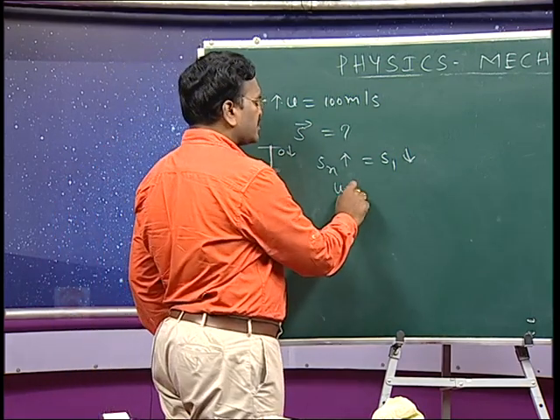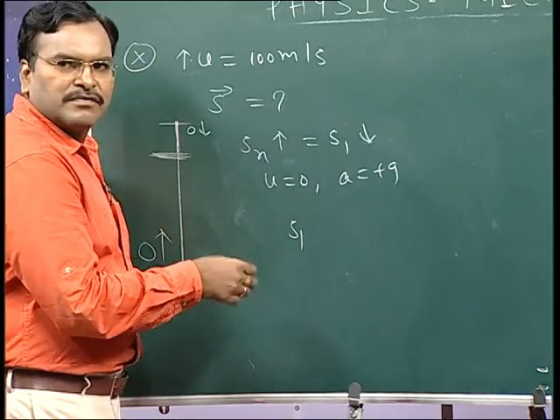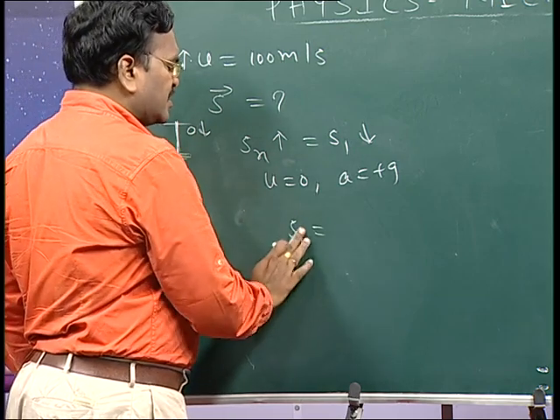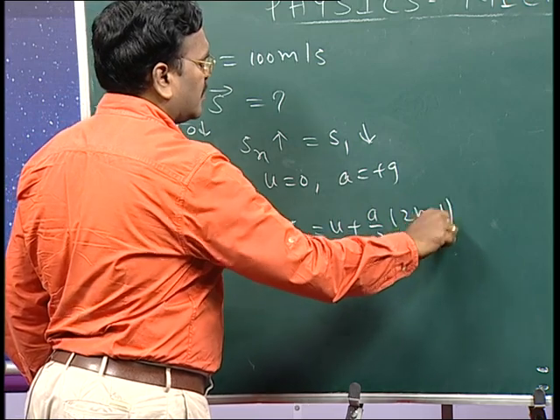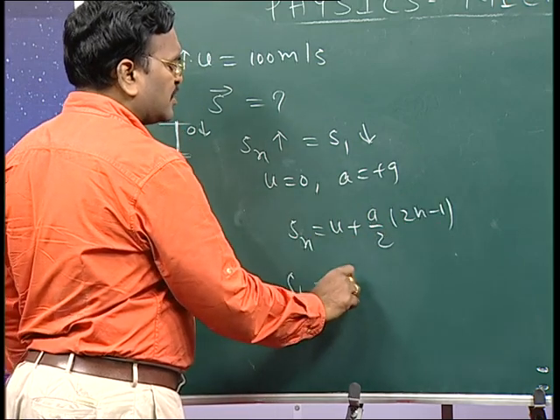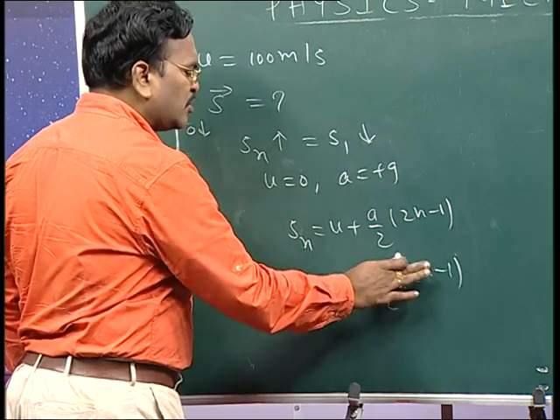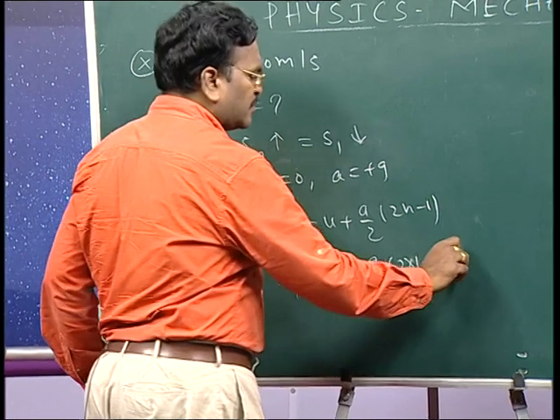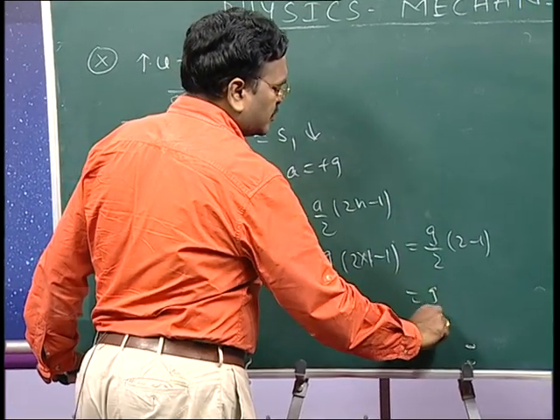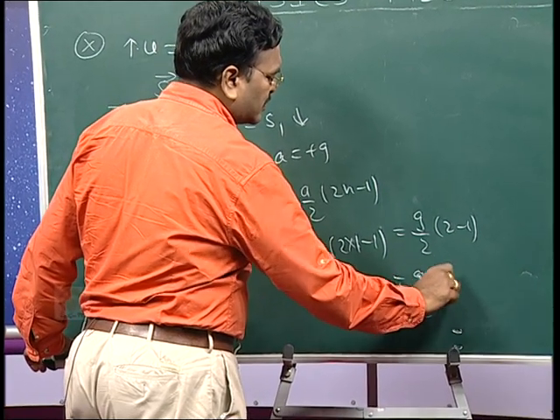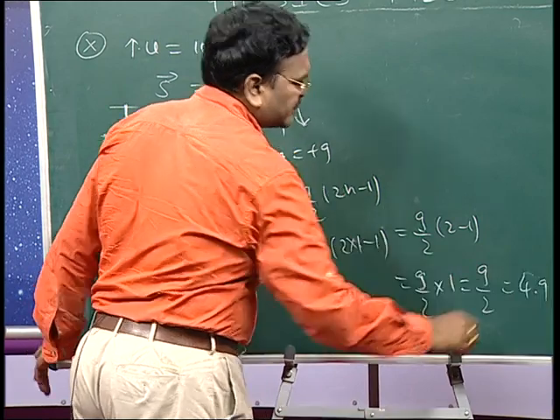In downward motion, initial velocity is 0 and a is plus g. Now, S1: by the fourth equation of motion, Sn is equal to u plus a by 2 into (2n minus 1). So S1 is equal to 0 plus g by 2 into (2 into 1 minus 1). That is g by 2 into 1, so g by 2, which is 4.9, or 5.